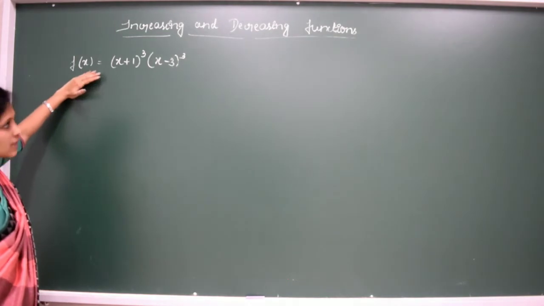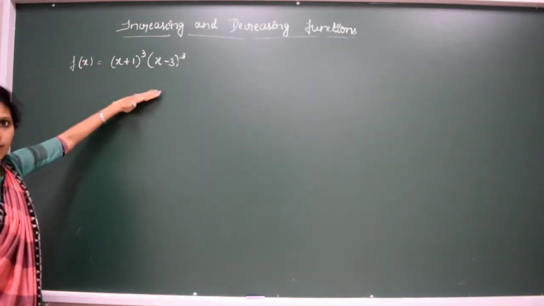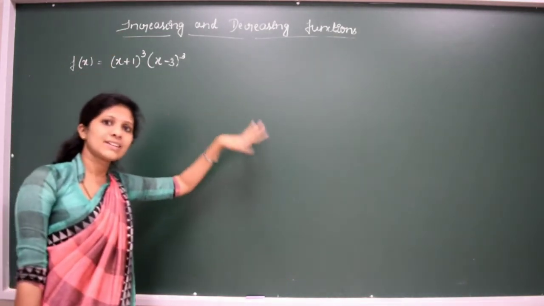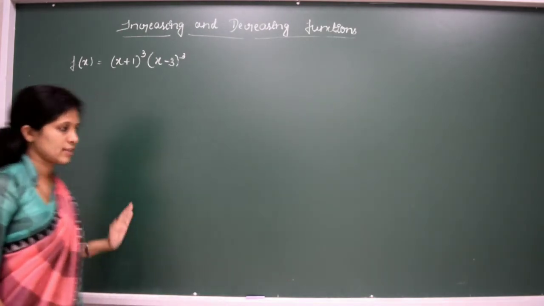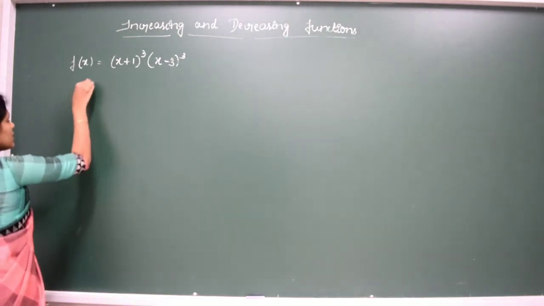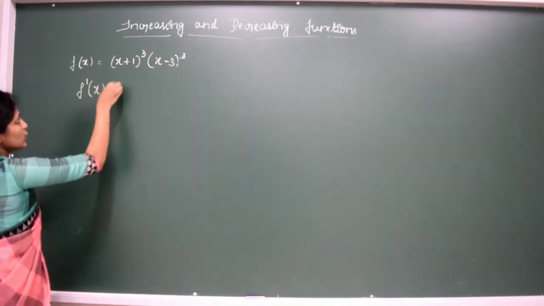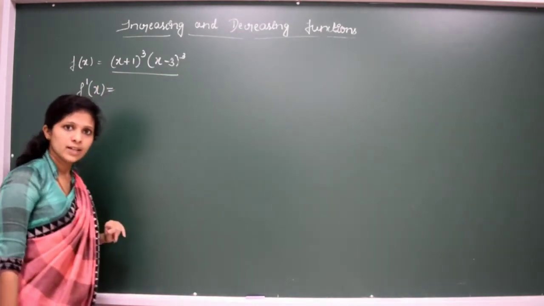Now what function is given? F of x is equal to this function is given. You have to check where the function is increasing and where the function is decreasing. First work is, anyway you have to differentiate, right? F dash of x. Two functions are there. You need to apply the product rule.